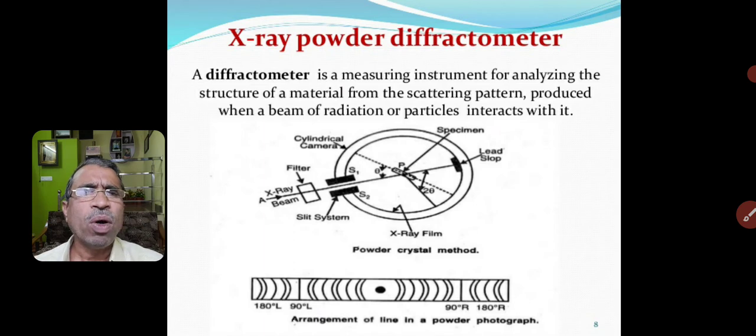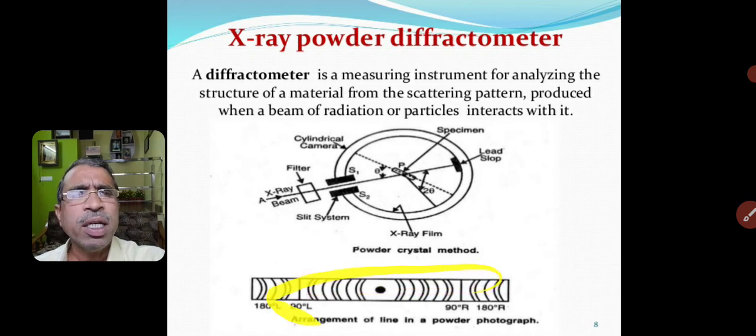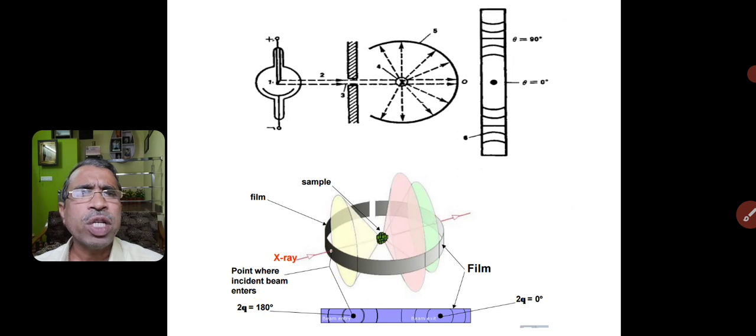So this is what it means. Here this is a camera strip. The X-ray is passed here. The sample is taken here in the form of a powder and placed, and it is allowed to rotate. Here we get the patterns on the strips.